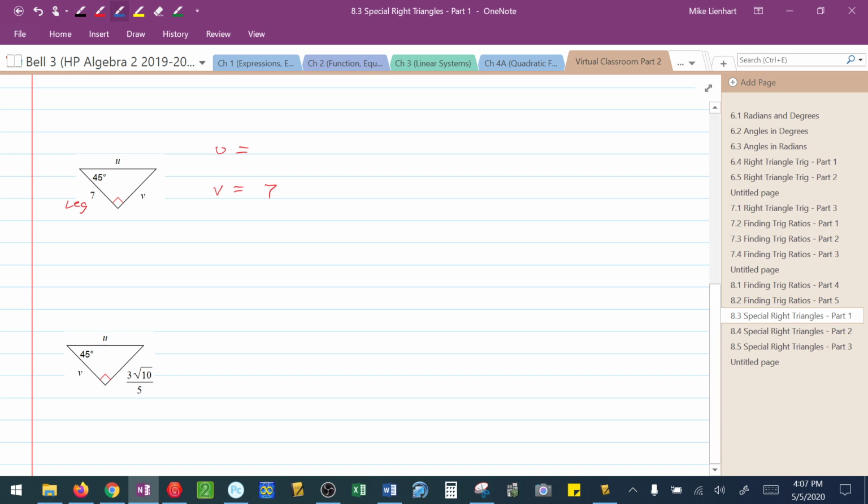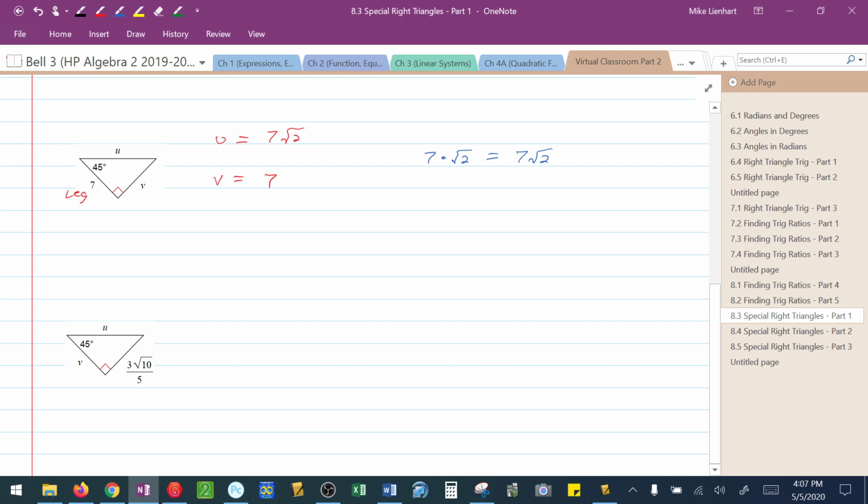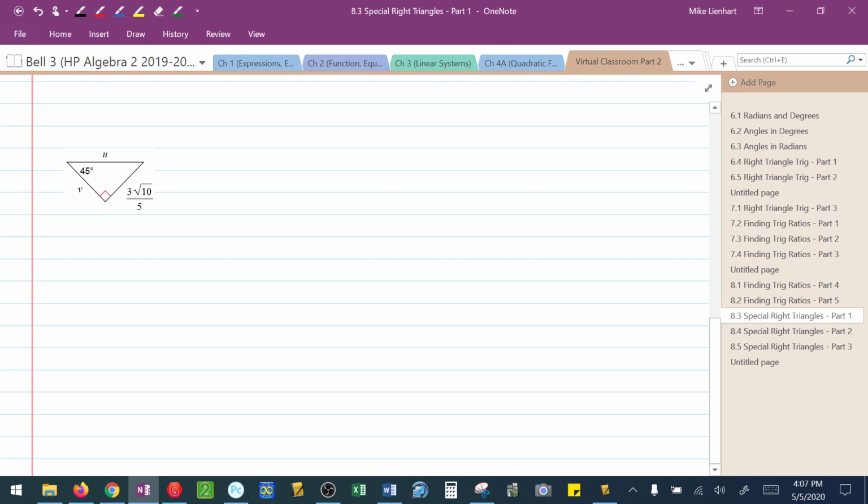Now, to go from a leg to hypotenuse, I take the leg and I multiply it by the square root of 2, giving me 7 square root of 2. And that's the measurement of the hypotenuse. Done. It is this easy. Don't overcomplicate this stuff. All right, so let's try one more.